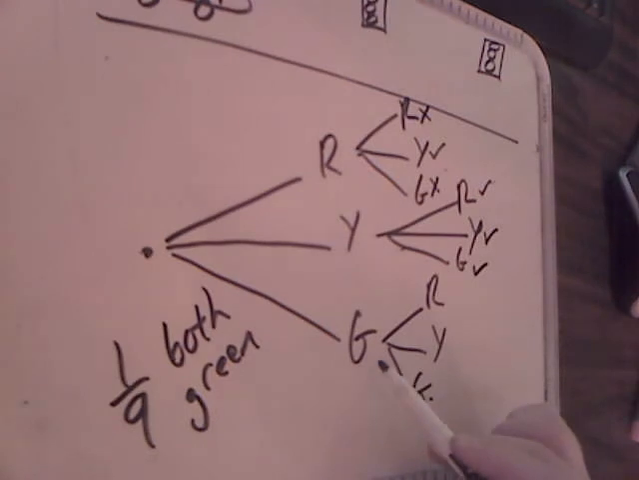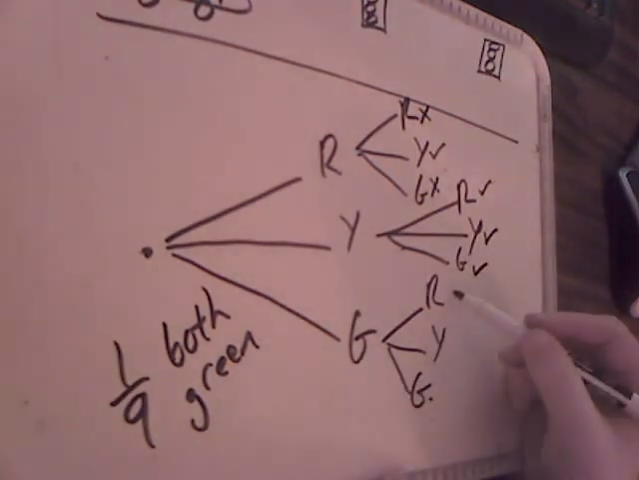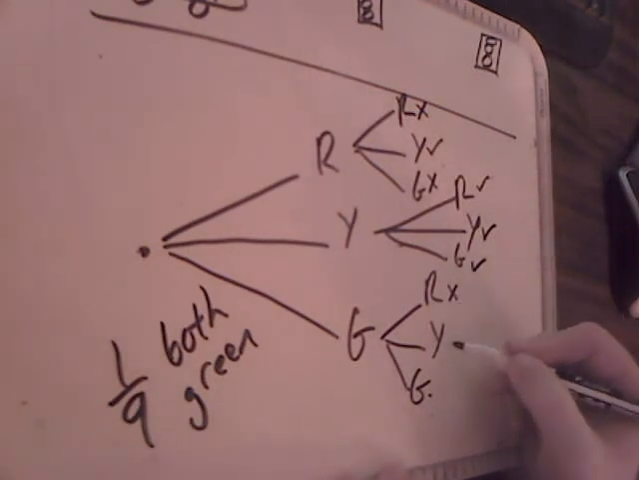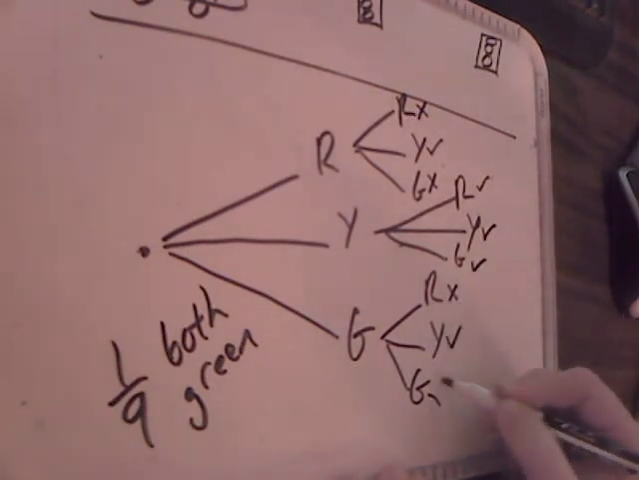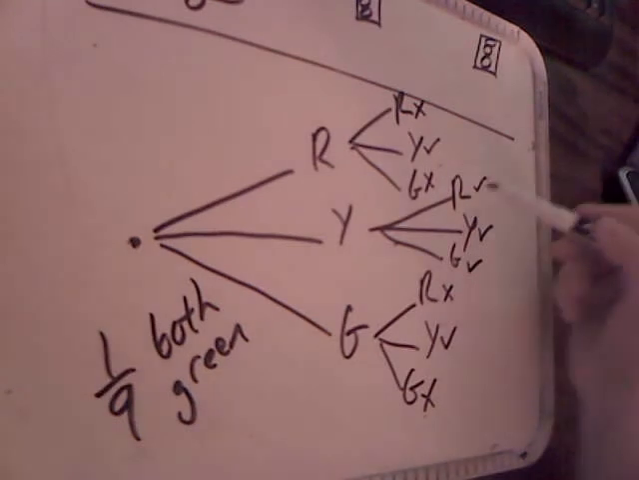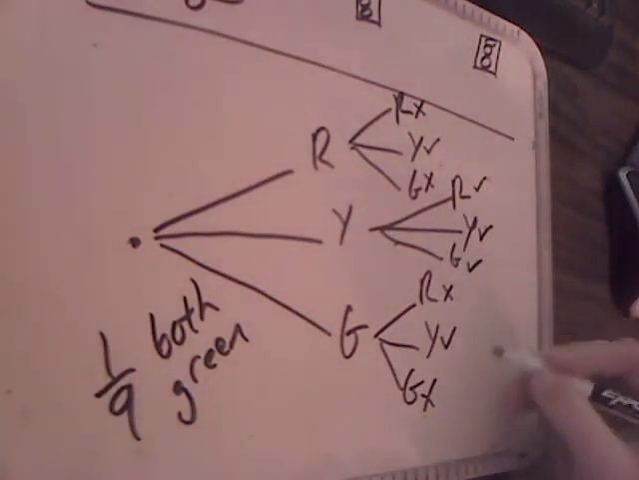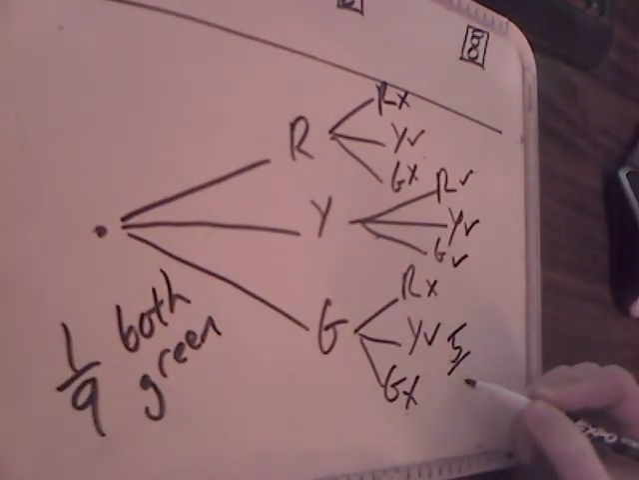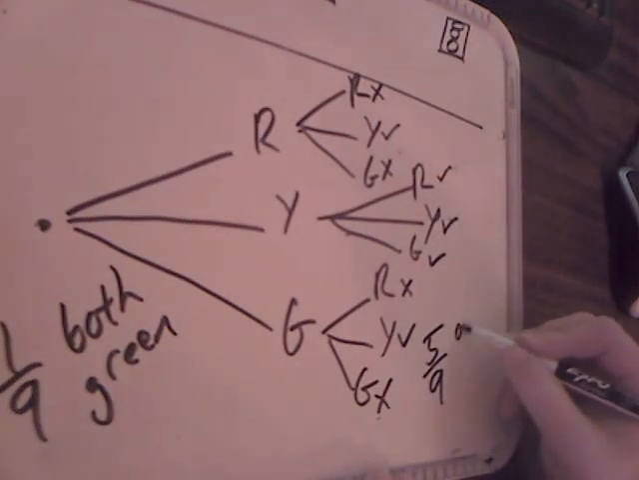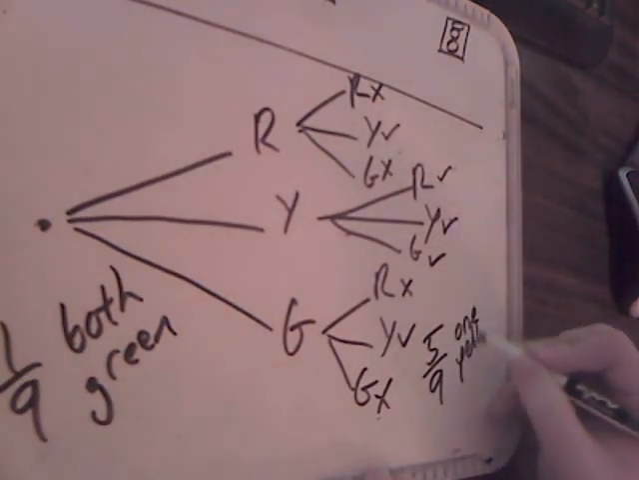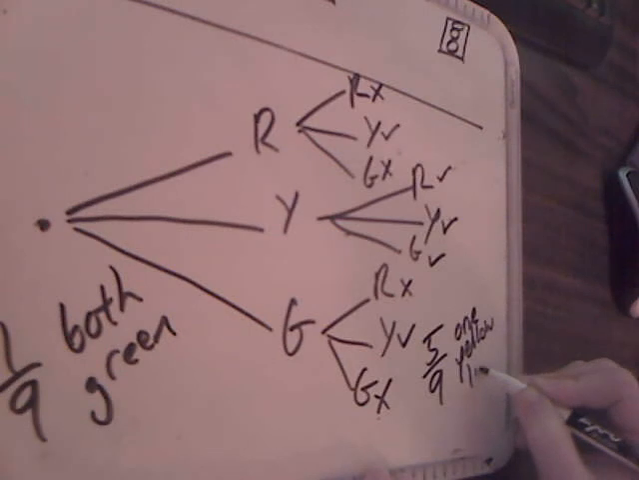Let's look at the third light, which is green, which means we still have to find a yellow light. Red is not yellow. Yellow is yellow. Green is not yellow. So we have a 1, 2, 3, 4, 5 in 9 chance of one yellow light.